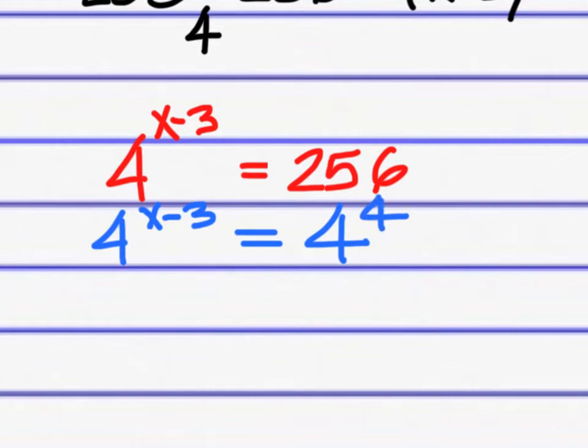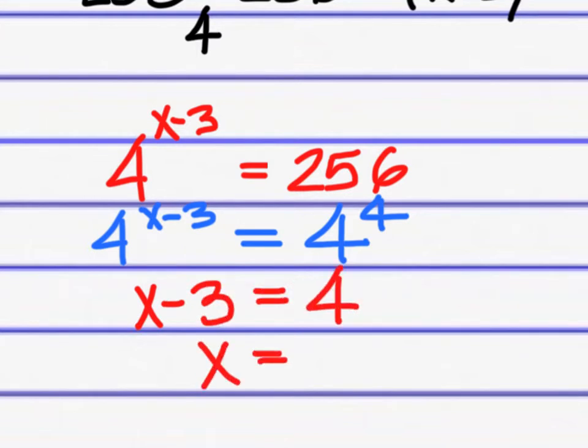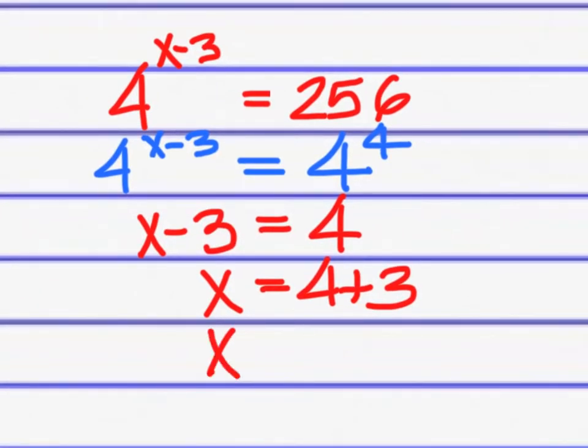If you have the same base here as you have here, then the exponents are going to be equivalent. So x minus 3 would have to equal 4. So 4 plus 3 is going to give me an x value of 7.